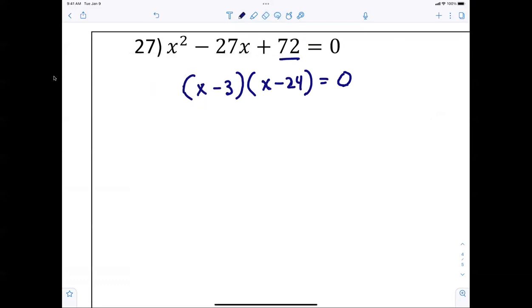So now you just look at that and just say x equals what? 3, x equals what? 24. Simple as that.